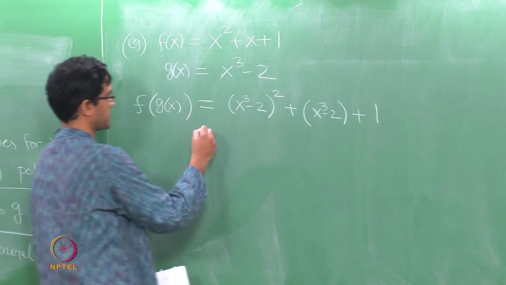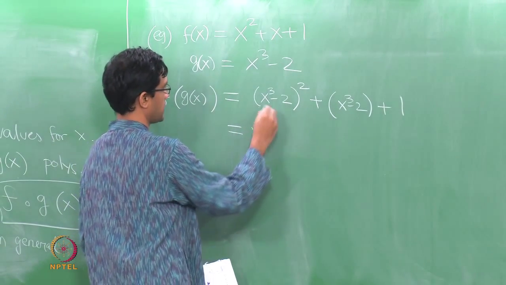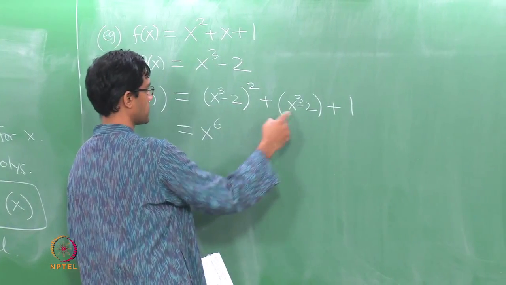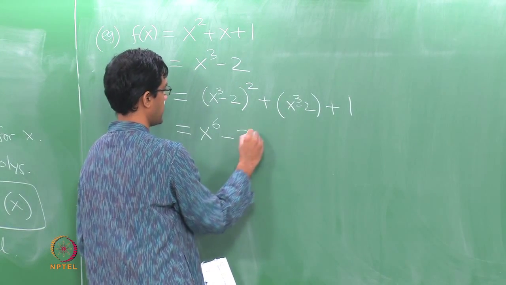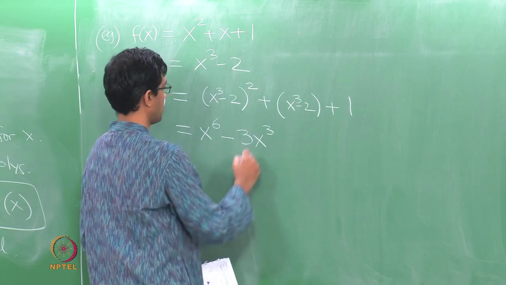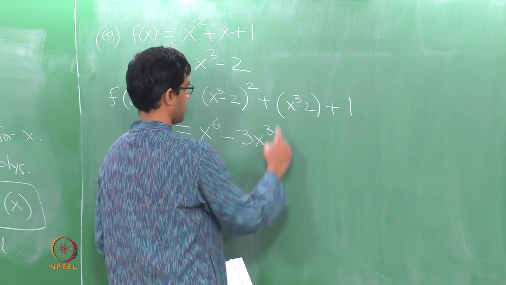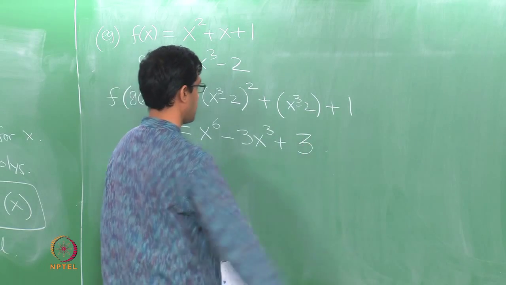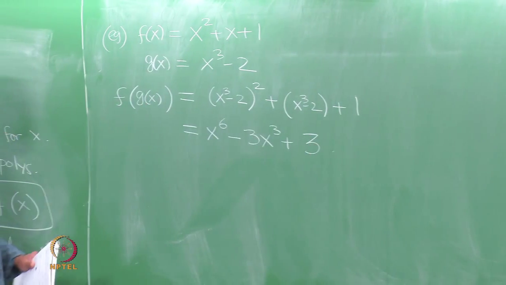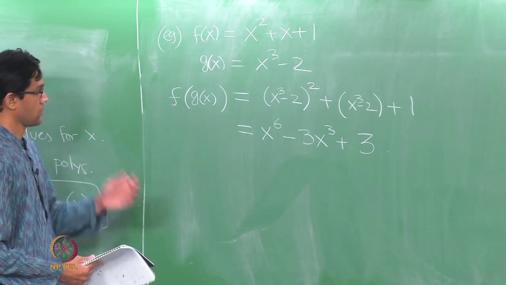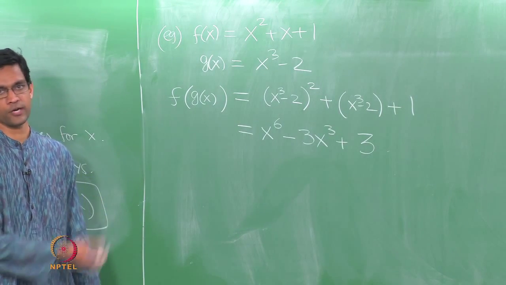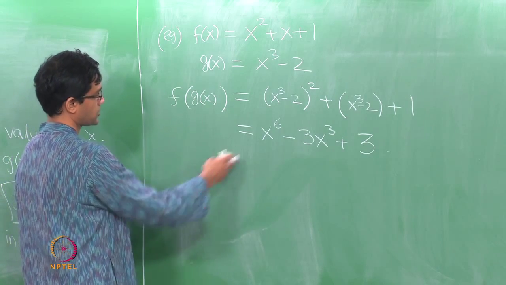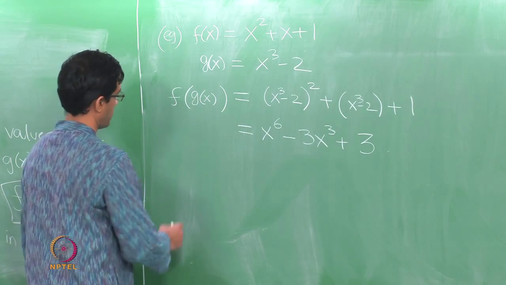So one could of course expand this out in full. This is x power 6 minus 4x cubed. There's an x cubed from there, so it's a minus 3x cubed plus 4 minus 2 plus 1. Okay, so if you expand this out in full, this is what it turns out to be. And of course one can similarly compute, in this case, g of f of x to see that in fact it's not the same. Okay.